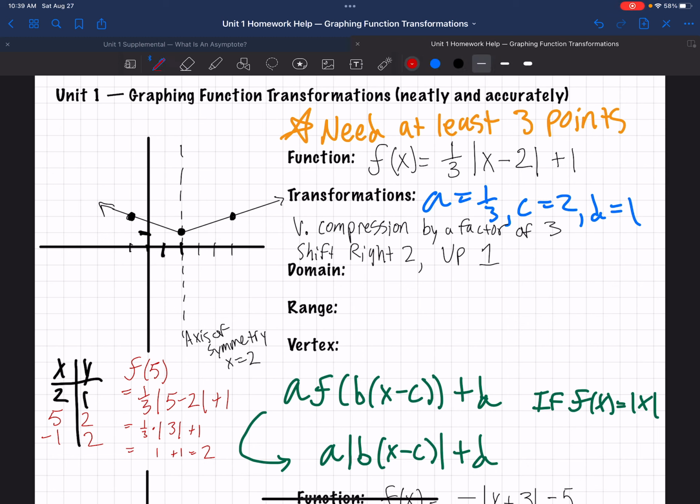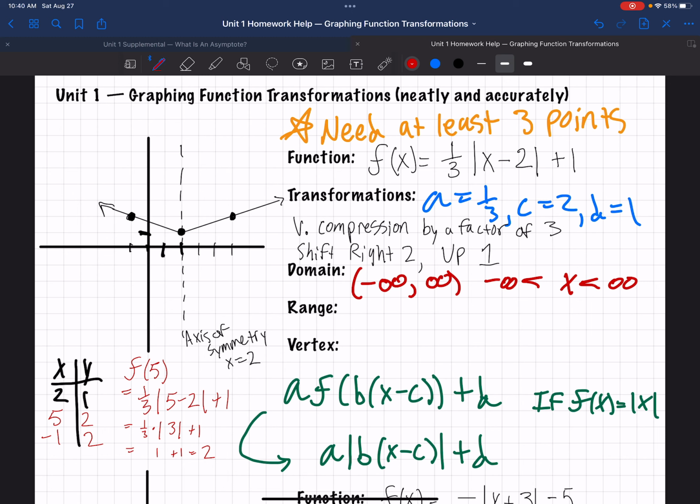Okay, let's see domain and range here. Domain, notice, now that you've graphed it, you can look at the picture, right? Your domain should be, everybody says, all real numbers. So, domain is negative infinity to positive infinity. Another way to write this: x is between negative infinity and positive infinity with less than signs. Yeah?